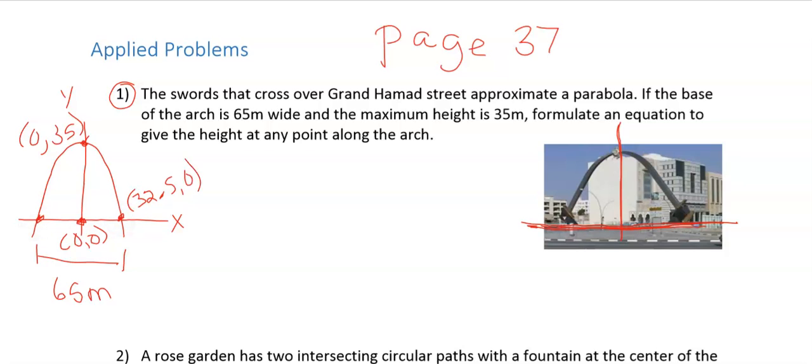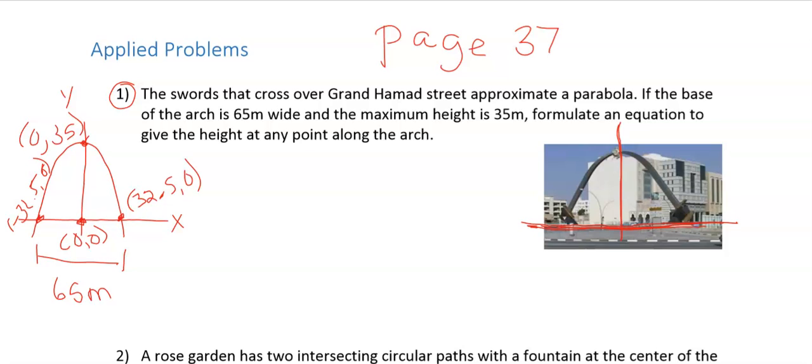The other one on the other side would be negative 32.5 and 0. So that's what we have for the second x-intercept. Now, what we're going to do is write this equation. We have to get the equation of the parabola.